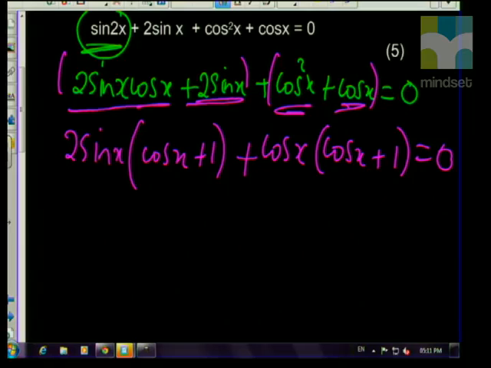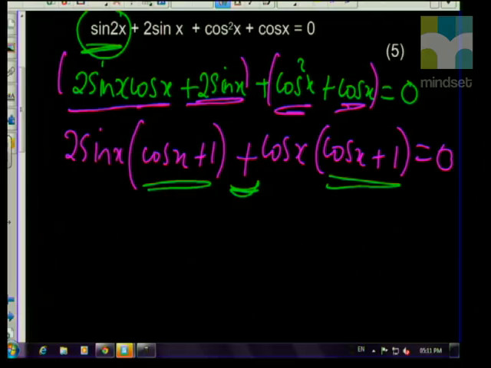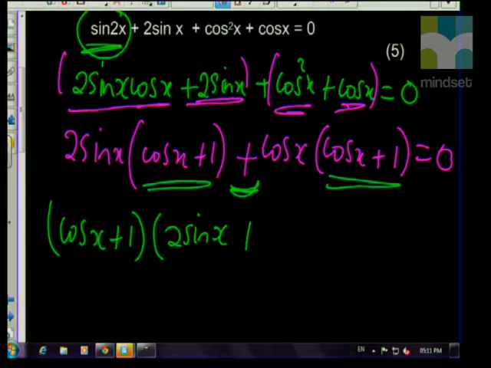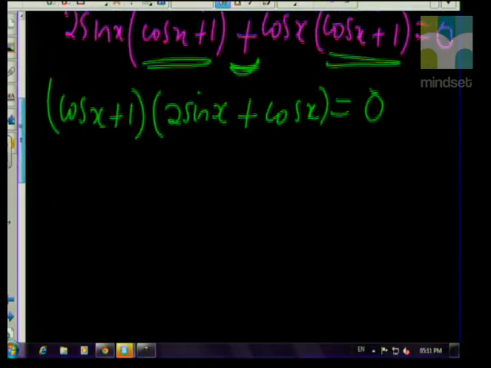Now, again, guys, if we look at this, there's cos x plus 1, there's cos x plus 1, and these two terms are separated by an operation sign plus. So I can take out a common factor again, which is, in this case, your cos x plus 1, right? Bracket, now I'm left with 2 sine x plus cos x equals to naught, all right?